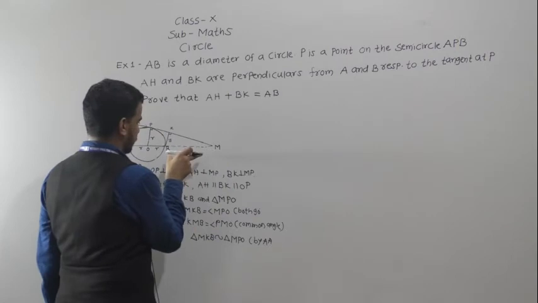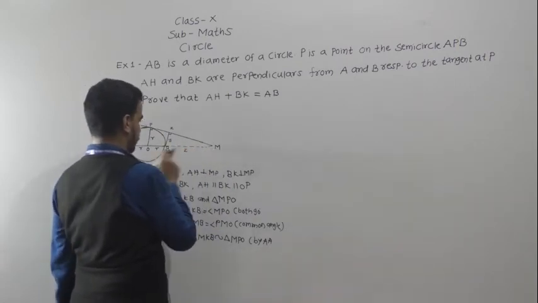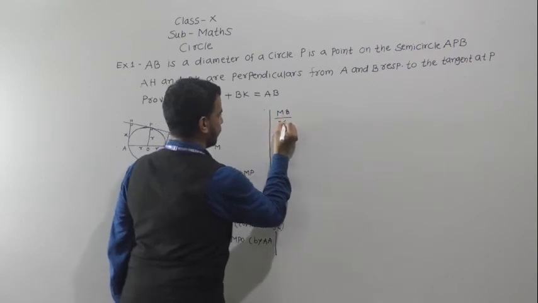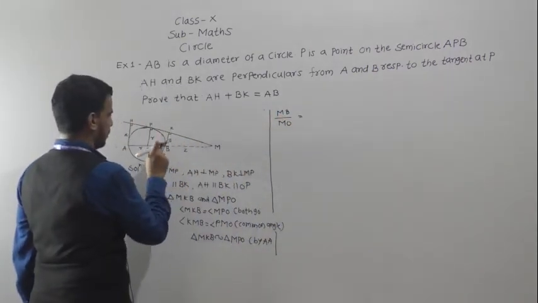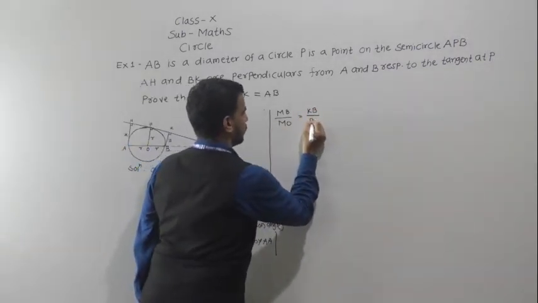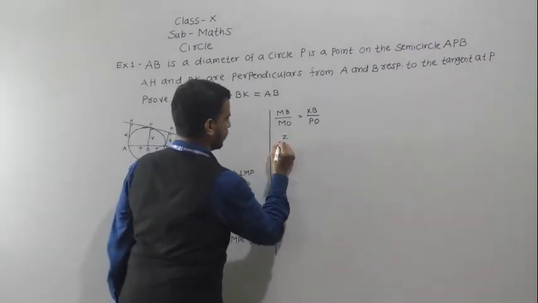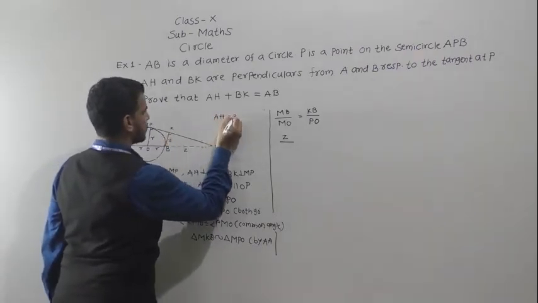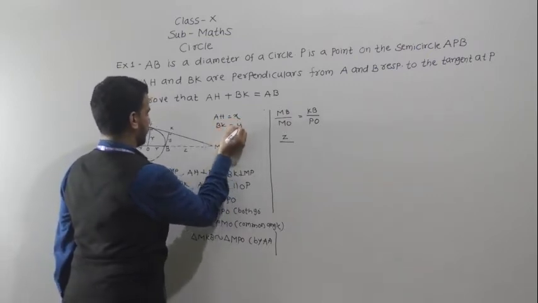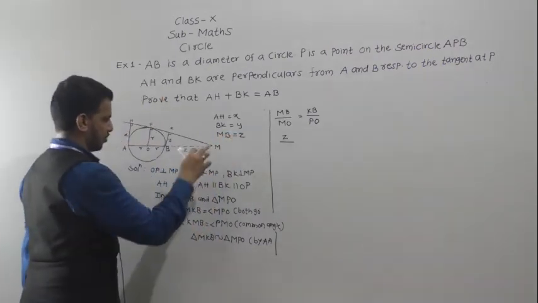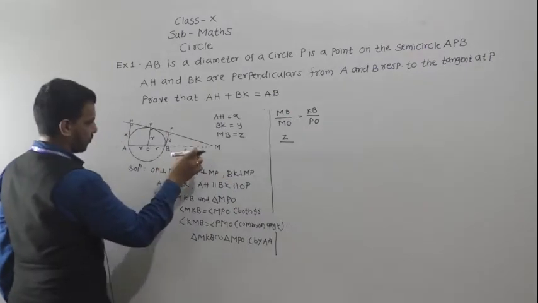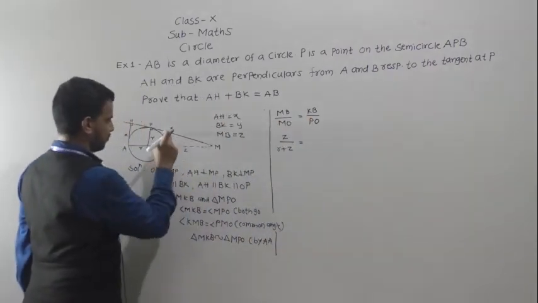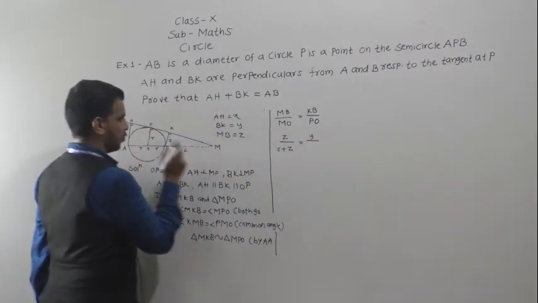So here we can take corresponding sides MB upon MO is equal to KB upon PO. Now we have to suppose AH is equal to X, BK is equal to Y, and MB is equal to Z. Now we put all these values. MB is equal to Z, MO is equal to R plus Z, KB is equal to Y, divided by PO, that is R.